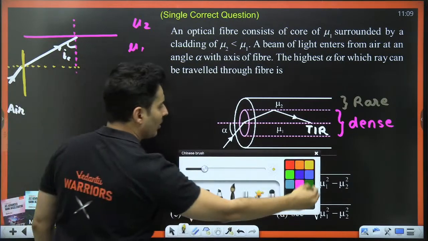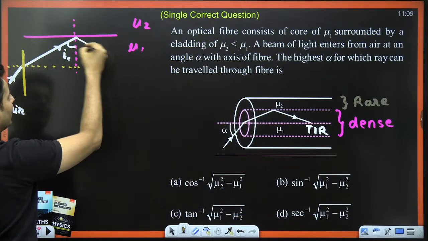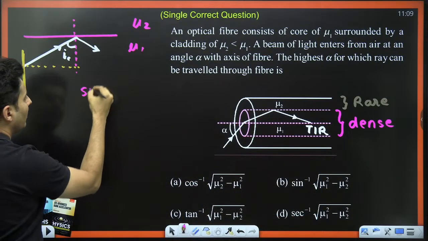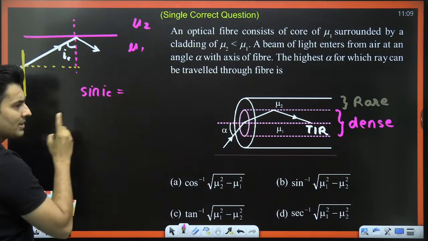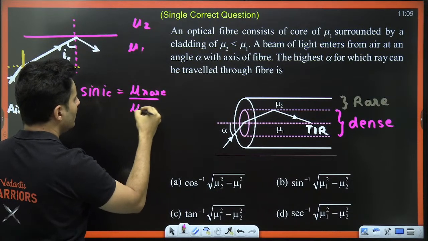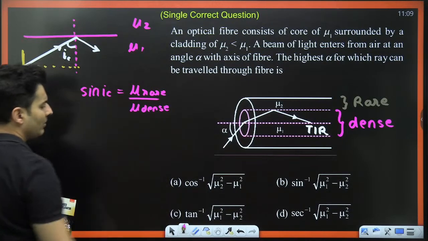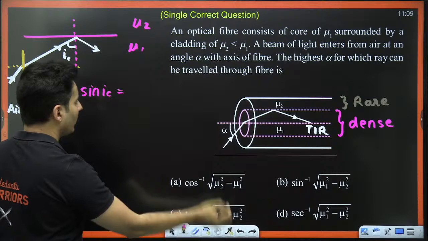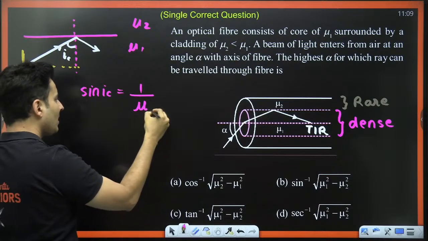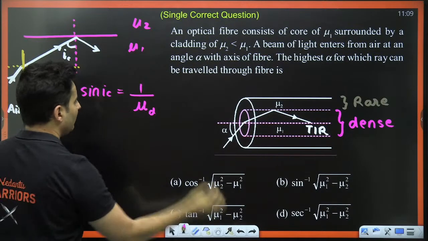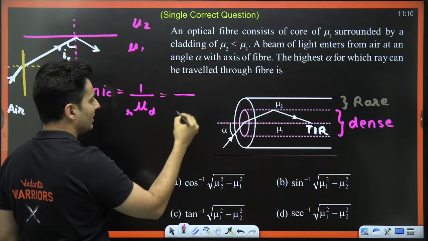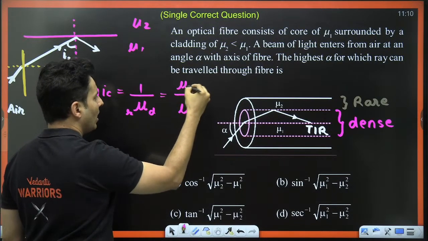So think about it. If light has to get totally internally reflected at this point, then sine of that critical angle should be mu of the rare medium upon the mu of the dense medium. That is the formula. If you actually look at the original formula, it is 1 upon mu, the refractive index of the dense medium with respect to the rare medium. So actually, if you see, this is nothing but mu d below and mu r on the top.